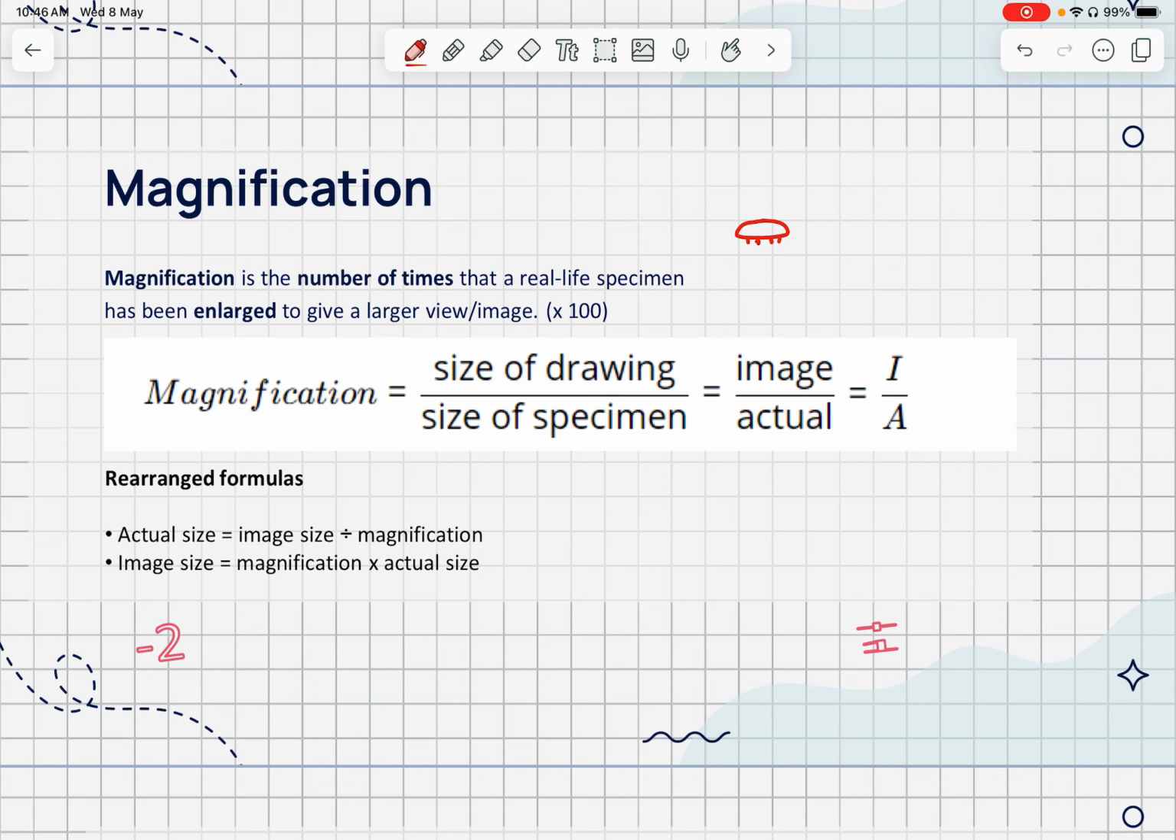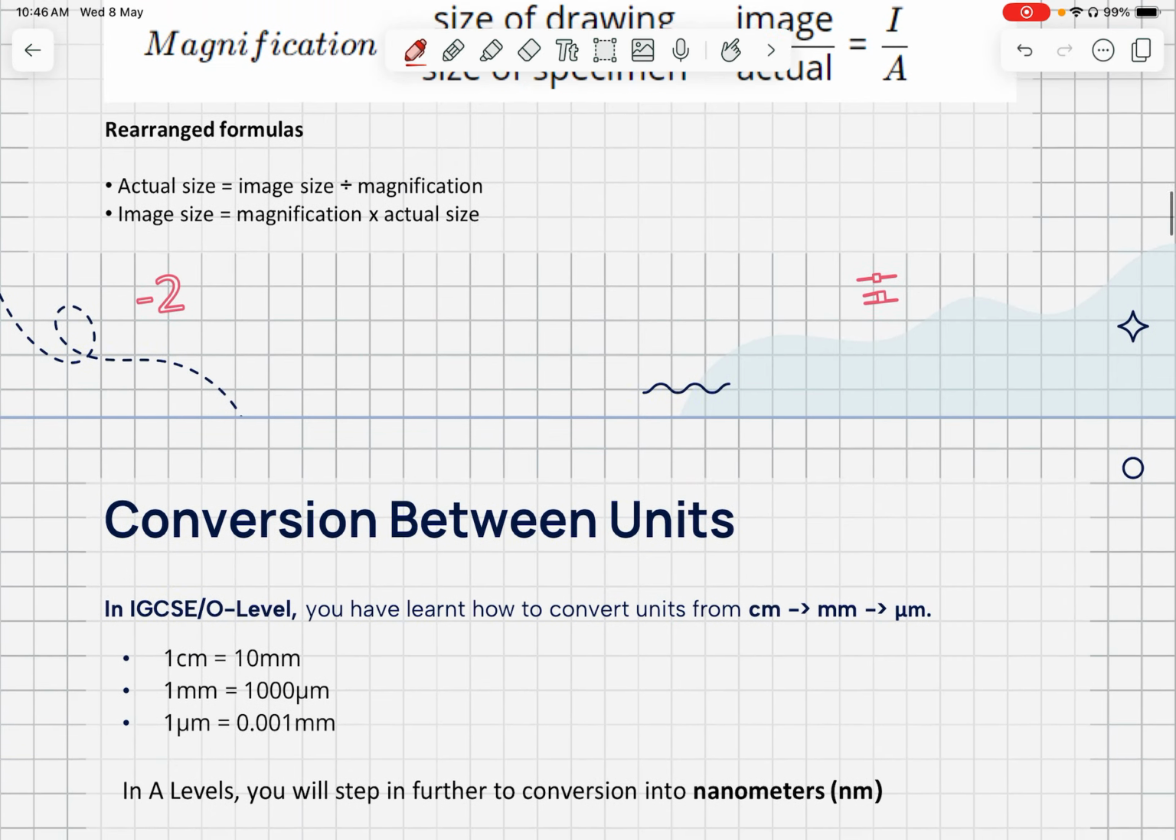Coming back to the formula you should know, it is image over actual. So image length divided by the actual length, and you get the magnification. And again, the rearranged formula can be either actual size equals image size divided by the magnification, and image size equals magnification times the actual size.